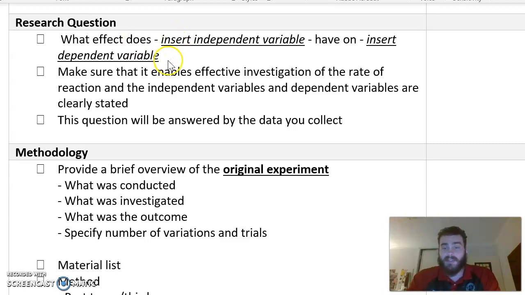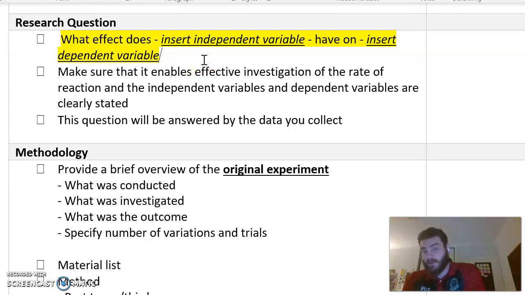Alright, and the best way to do that is to use this format here that I have provided for you. Okay, so what effect does insert the independent variable here have on insert the dependent variable here? So, the independent variable is the variable that you are going to change. So think about the variable that you chose to modify in your modified experiment, okay? And that is what you're going to put here. The independent variable is what you are changing in the modified experiment, okay?